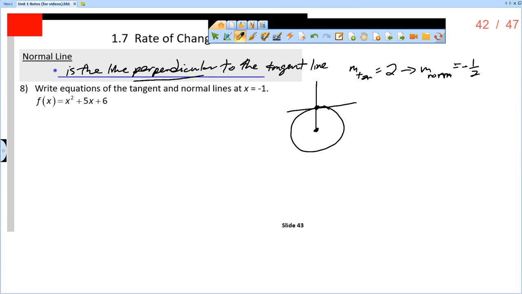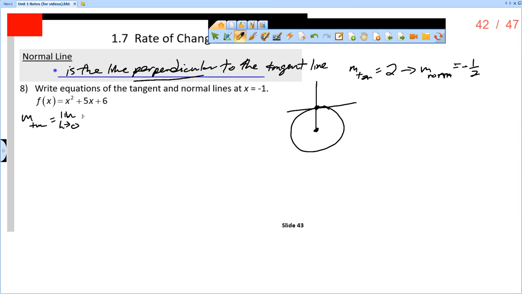So what we're going to do is use our limit as h approaches 0 to find the slope of the tangent line, and then use that to find the slope of the normal line, and then write the equations of the tangent and normal lines. First of all, I'm going to find the slope of the tangent line. So m tan is going to be the limit as h approaches 0 of what?